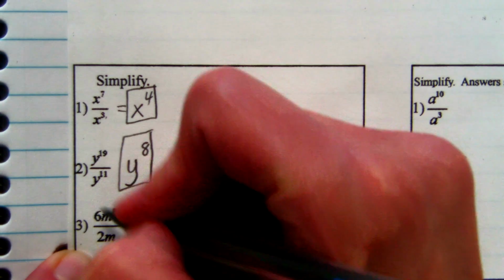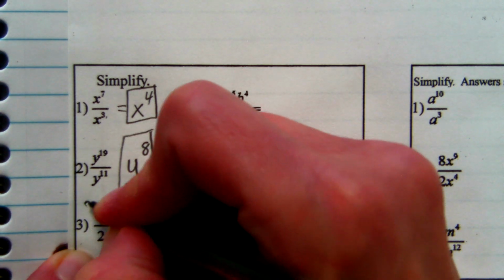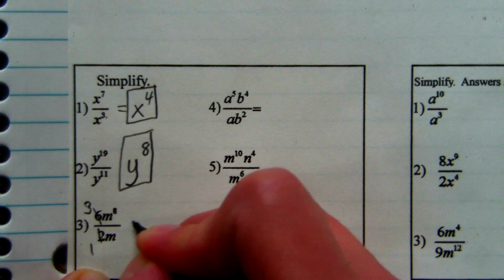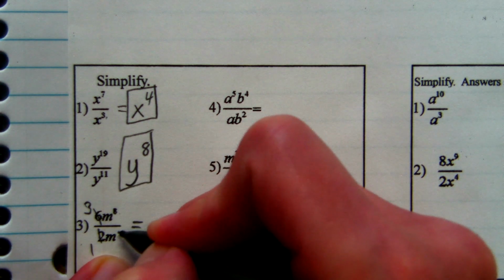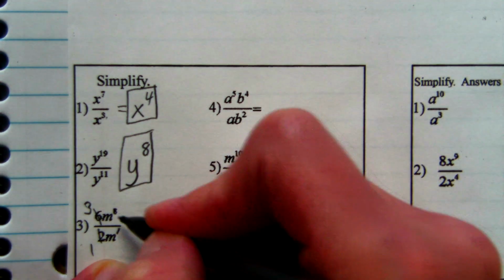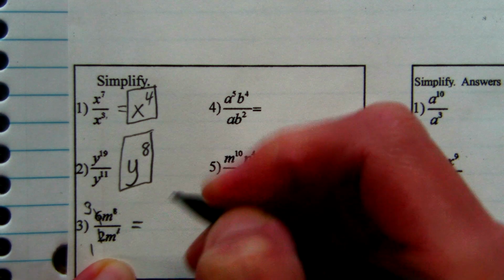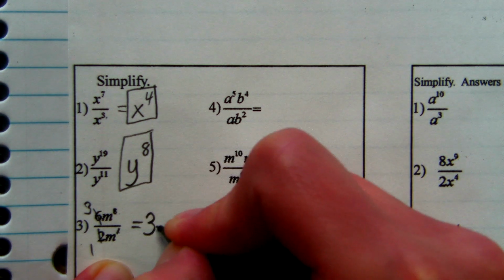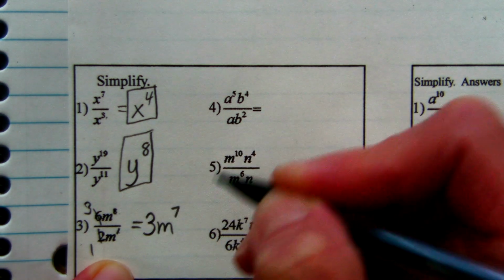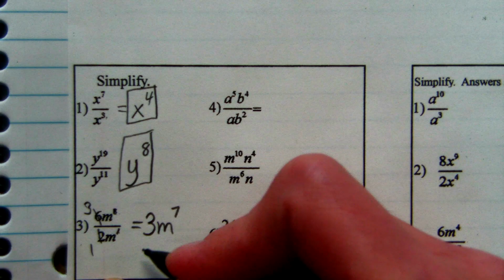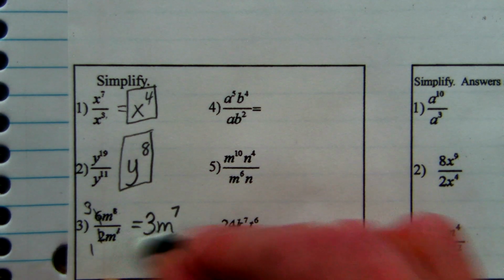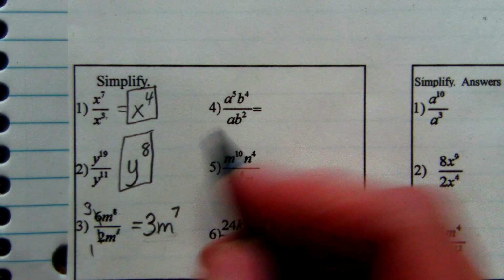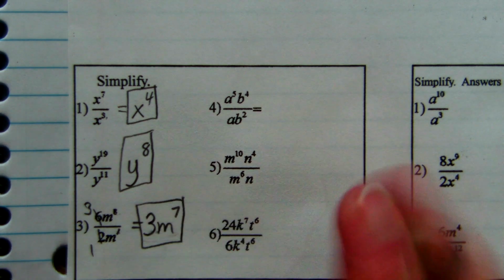So 6 over 2, I'm going to divide those by 2 and make it 3 over 1. And then I'm going to take the 8 on the m and subtract 1 for the bottom. So 8 minus 1 is 7. So what I'm going to get is 3m to the 7th. And if you really feel like putting all of that over 1, you can, but most of the time they're not going to. When you look at answer keys, that just won't be there.